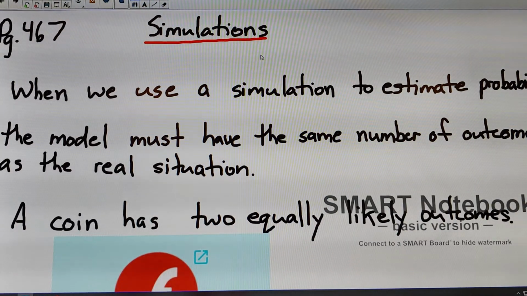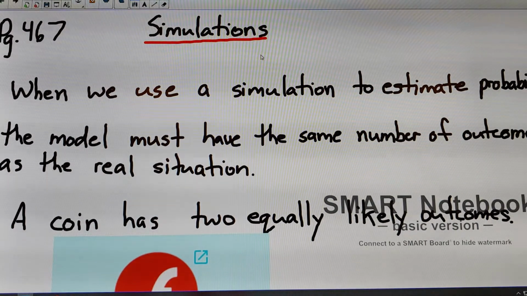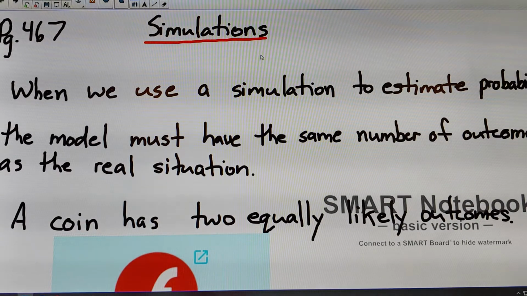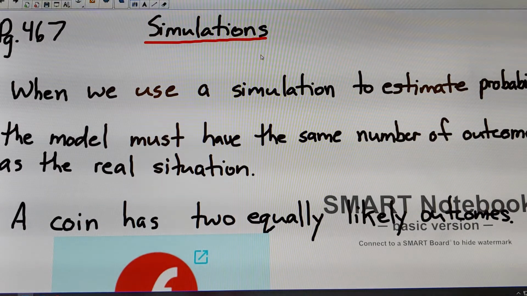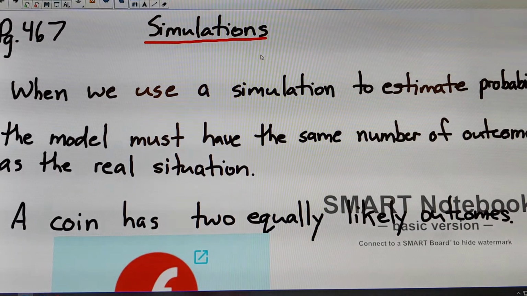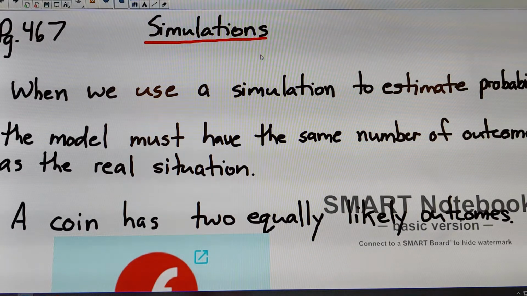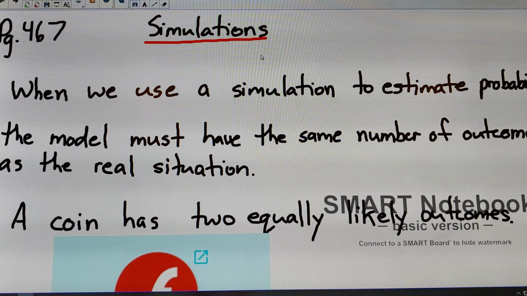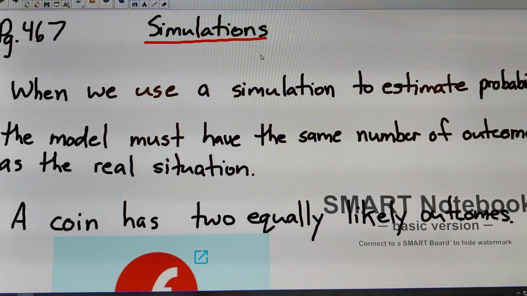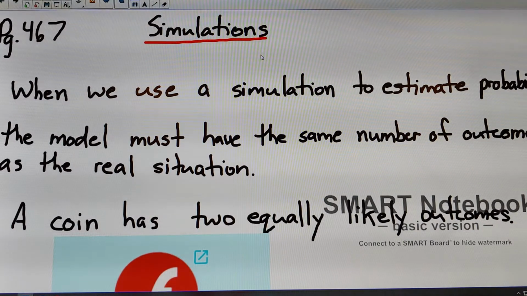Okay, so this is page 467, simulations, and we chatted a little bit about this in the homework from yesterday. So when we use a simulation to estimate probability, the model must have the same number of outcomes as the real situation. So if you had something that was equally likely to happen, two events, you could use a coin. If you had something with 6 equal outcomes, you could use dice.